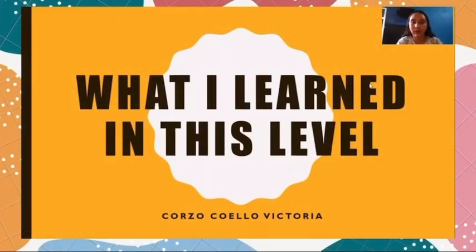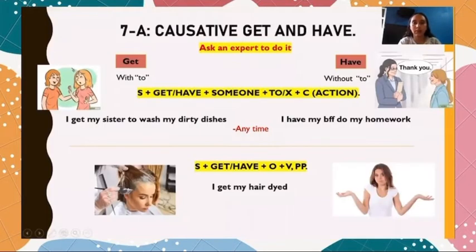Okay, now I'm gonna talk about what I learned in this level. The first topic was causative get and have. We can use get and have to express that we are looking for someone, looking for help, because maybe we don't know how to do something or we don't have enough knowledge to do something. So we use get or have. With get, we need to use the particle to, and with have, we don't have to use that.